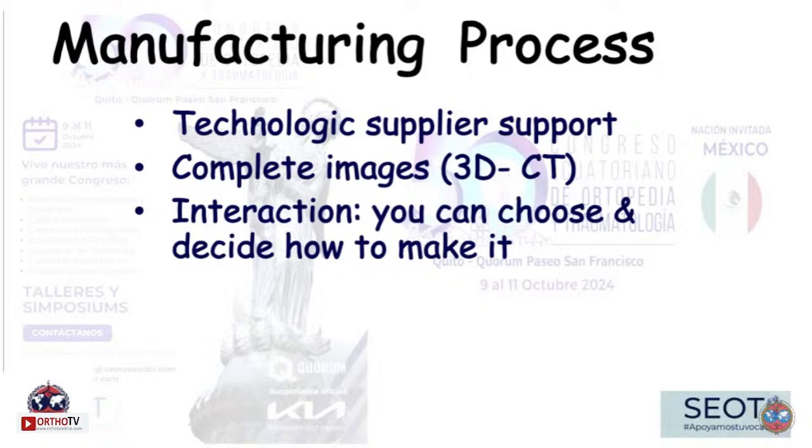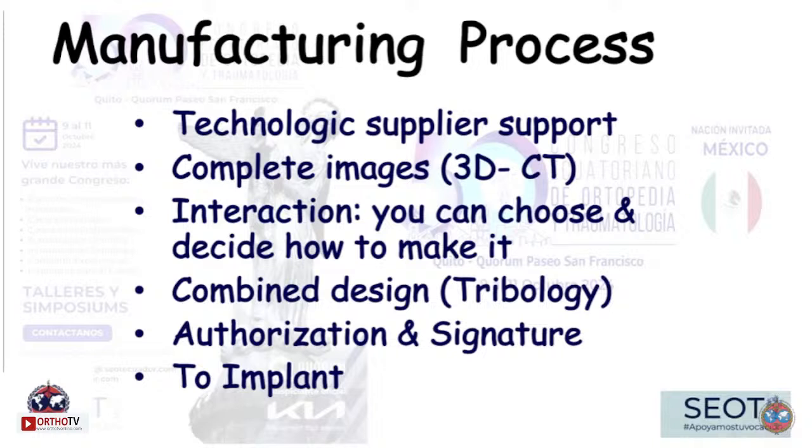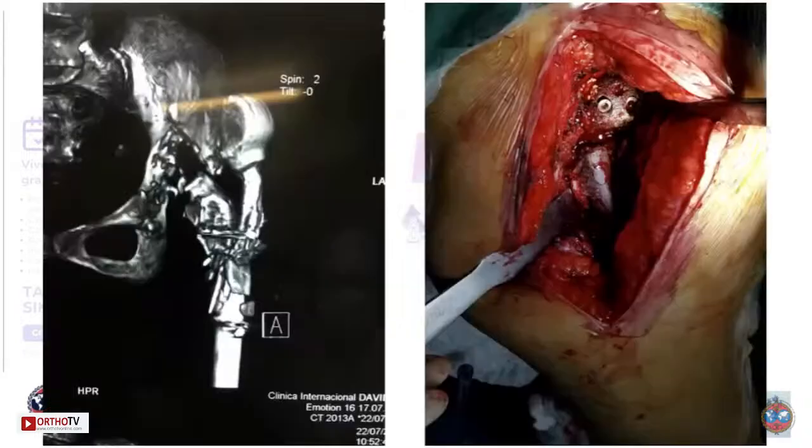You can decide whether to put in a bigger cup or not so big a cup, to cover with the metal that you want, titanium, trabecular, whatever you want, and you decide how to place the screws, in which part you can use the screws. And finally, you give the authorization, the signature, to make the implant and to implant it.